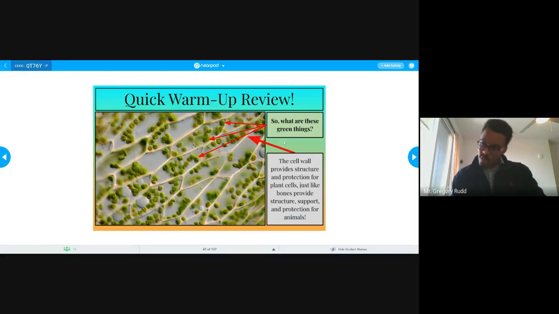Cool. So we can see all these different small chloroplasts. Obviously, this is an extremely microscopic image, but we can see how thin these plant cells are, but they're all connected, right? Their cell walls are connected to one another.